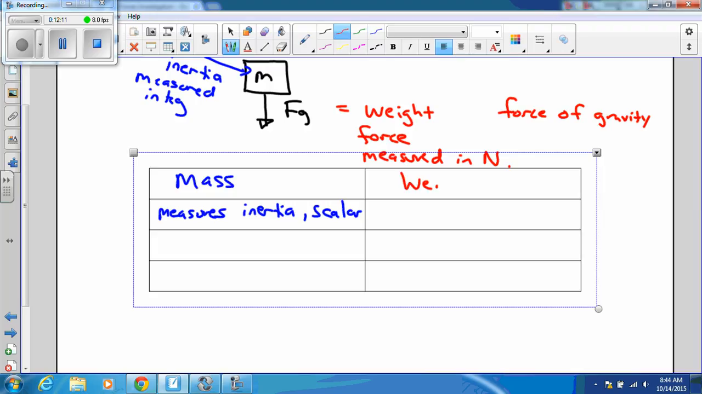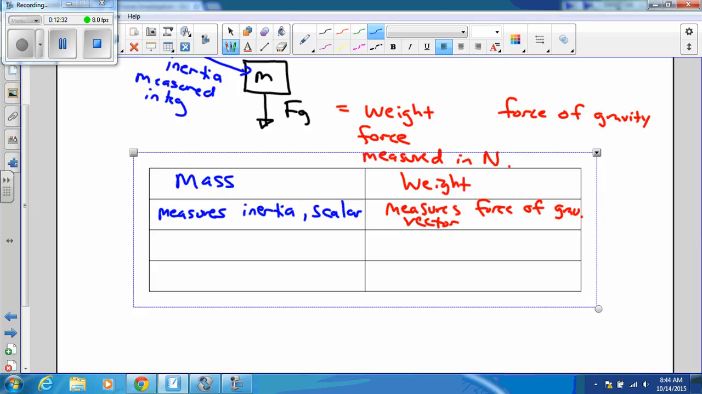Whereas the weight measures the force of gravity, and it is a vector quantity. Which way does the weight always point? Straight down, exactly.